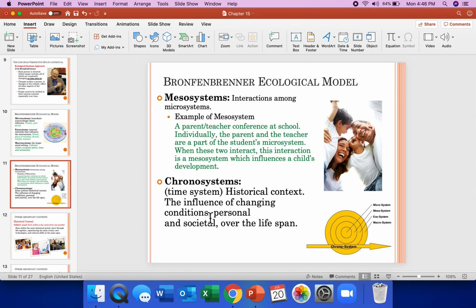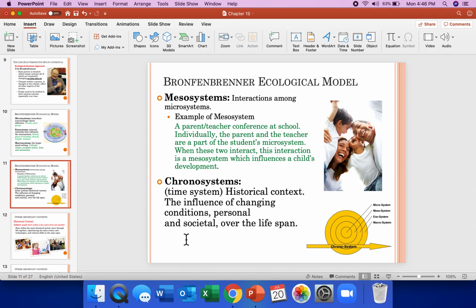The final system that was added by Brenner was the Chronos system, and he said that development should be looked at in the context of time. So we also have to look at that particular time in the lifespan of a human being. What was happening at the personal level? How old was the child? What was happening at the societal level?